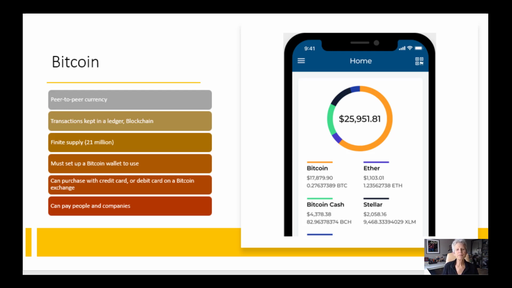Now, the other thing about Bitcoin is that there's a finite supply of it. They're going to stop at 21 million. So after that, there will be no more Bitcoin made, and that's what helps drive the value of Bitcoin, knowing that it's nearing its end, but we still have a few years.